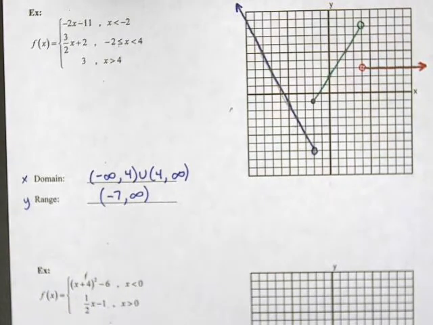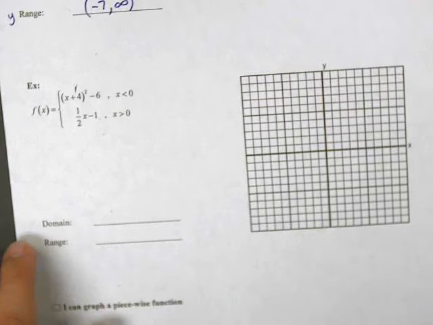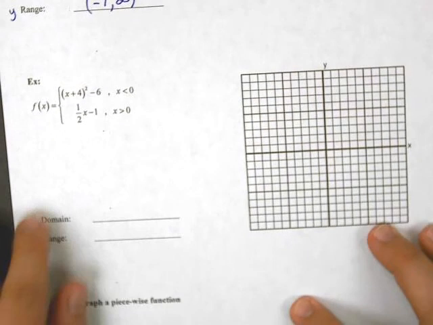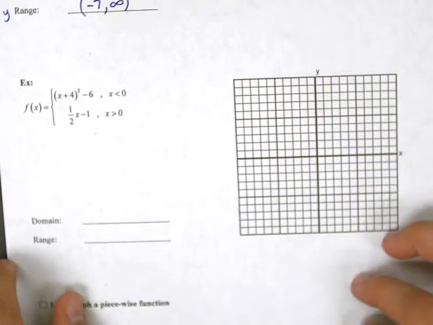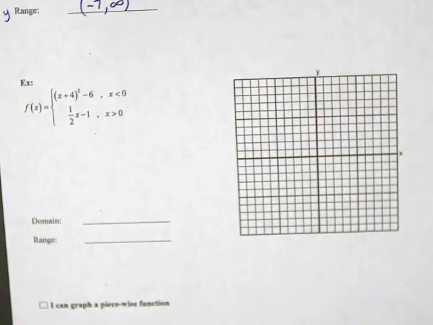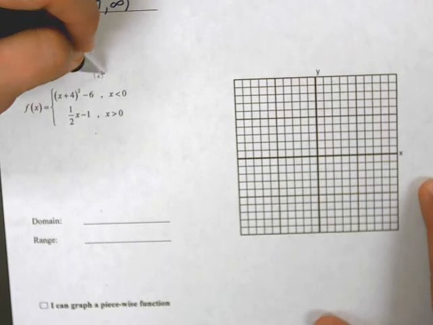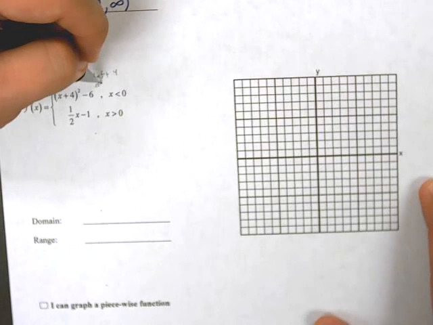Alright, last one. This one is going to be a little more challenging because now we have a parabola. These aren't always just going to be lines. So this is a good example to get you start thinking about how this will work with parabolas as well. So let's think about this. We know what transformations are occurring here. We know we're going left 4 and down 6.